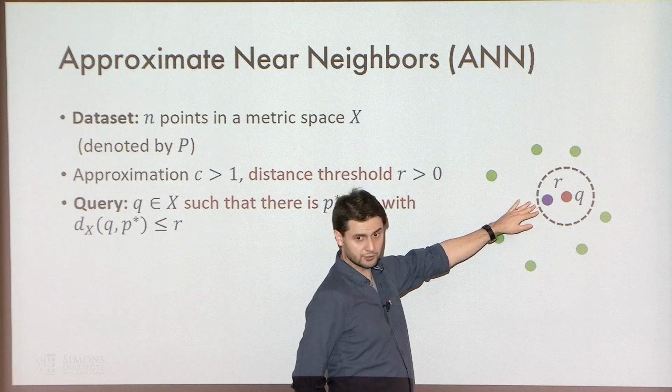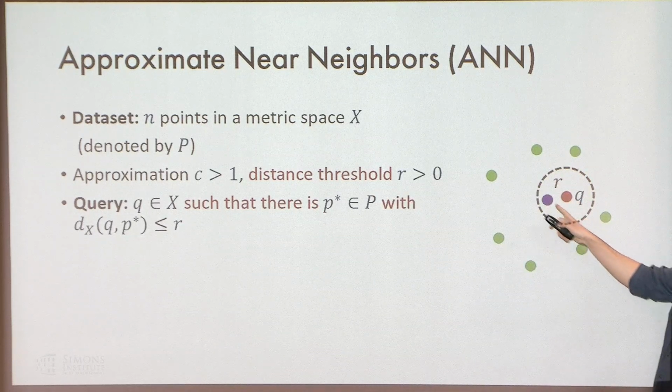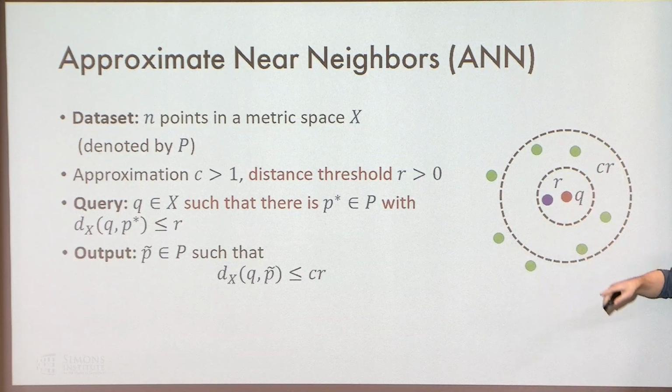The approximate version says that assuming there is a point within distance R from our query, we want to report anything which is within distance CR. If there is no point within distance R from Q, then the data structure can do anything it wants. But if there exists a point within distance R, then it should report something from a ball a little bit larger by a factor of C. This is the standard definition of the approximate near neighbor for a particular distance threshold R.